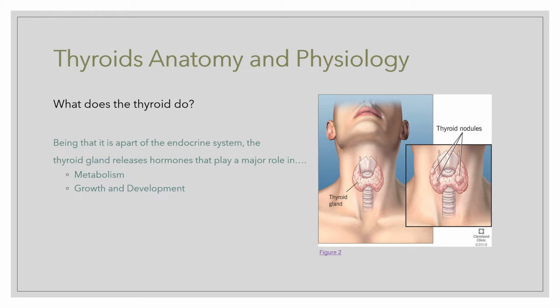The thyroid is located on the anterior portion of the trachea. It is in the shape of a butterfly with two lobes on each side of the trachea that are connected by a piece of tissue called the isthmus. The thyroid is part of the endocrine system, and its main role is to release hormones, the T4 and T3 that we just talked about, that aid in metabolism as well as growth and development of the human body.